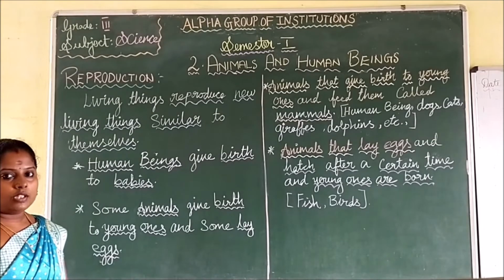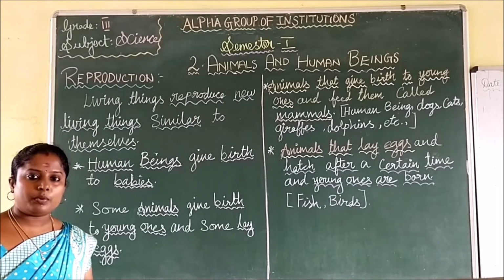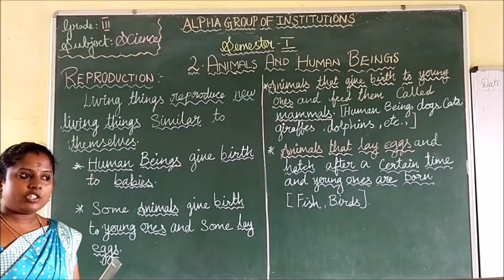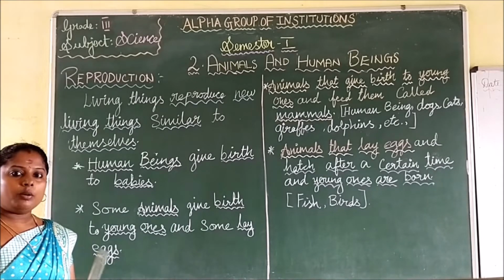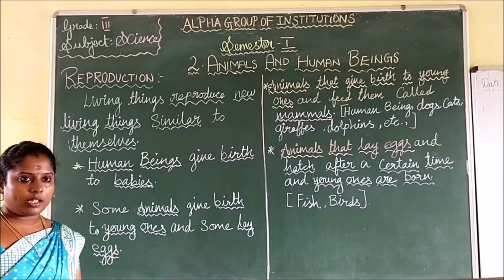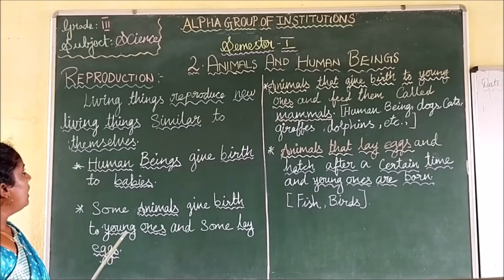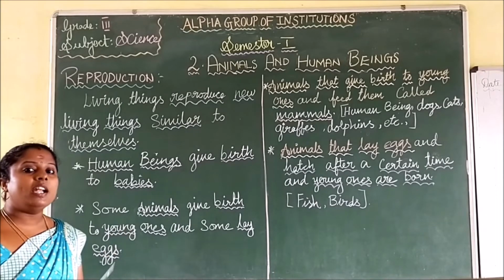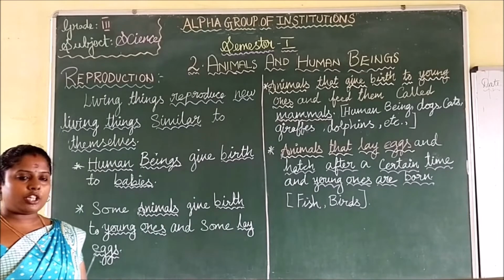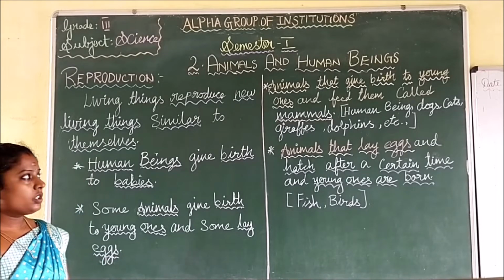So now we are going to see about reproduction. What is reproduction? The thing which is already available, we are producing the same thing again, not a different type. That is reproduction. So how do animals and human beings reproduce? Now we are going to see about it.